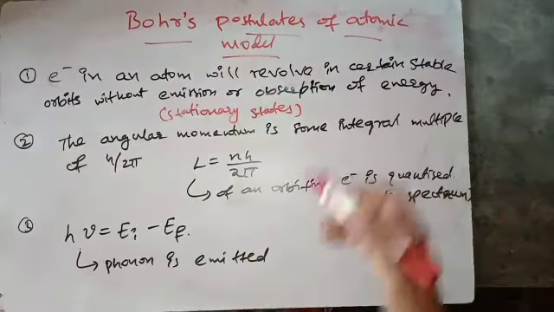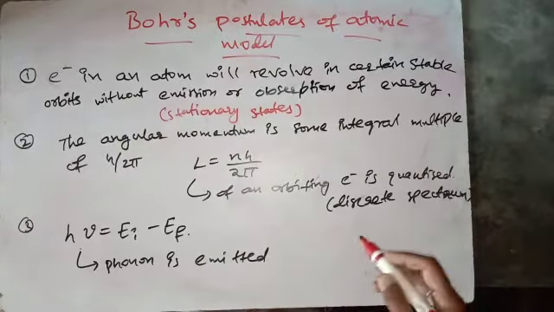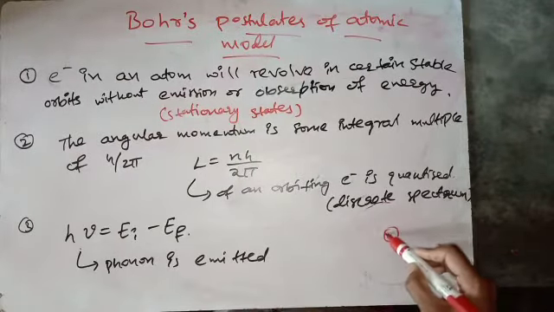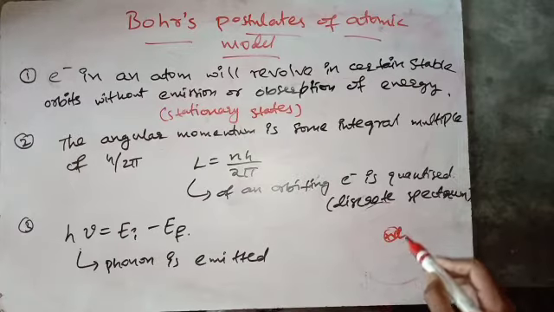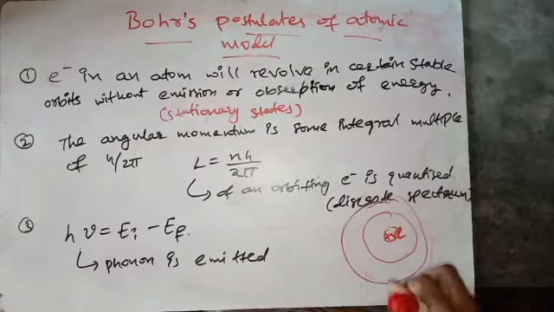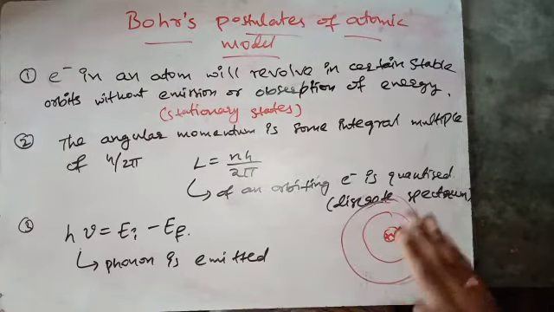Actually, what is the atomic model according to Bohr? According to Bohr, every atom consists of orbits whose energies are stable. The energy of each orbit won't change.